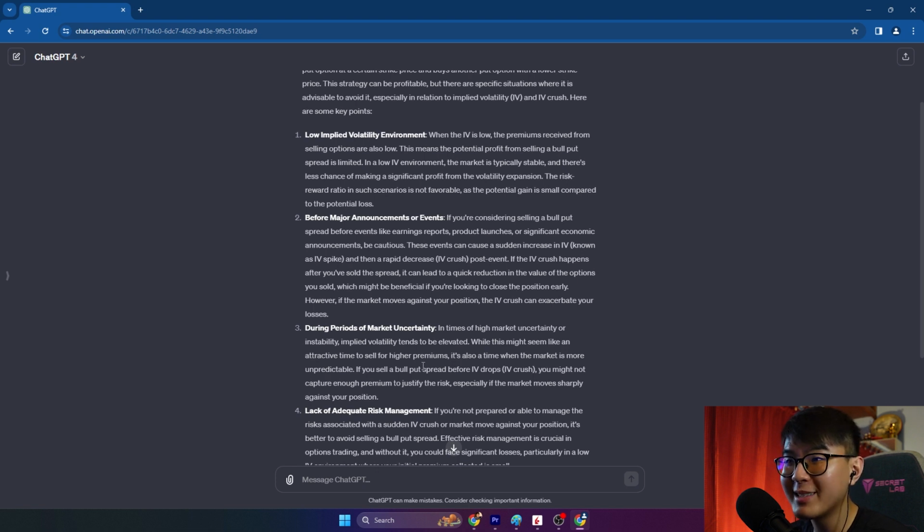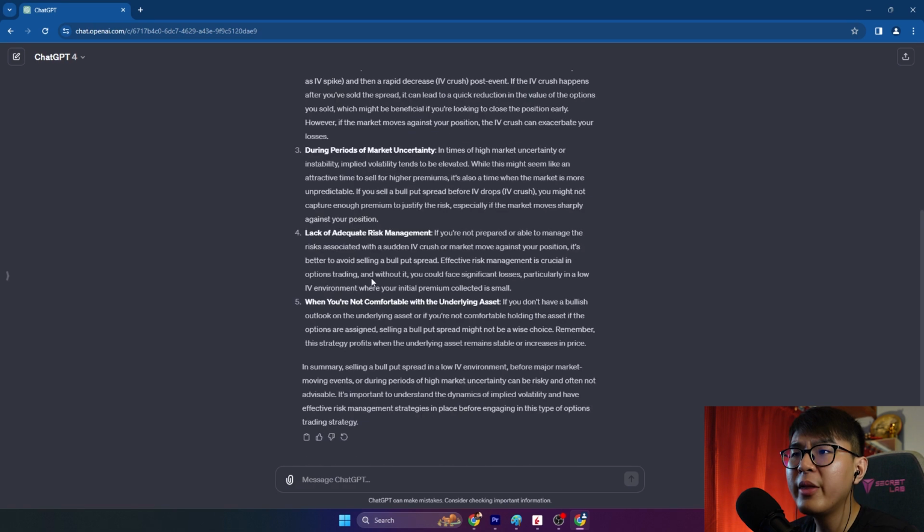But for complete beginners, I would recommend you not to trade. Or even if you want to trade, practice a lot on paper money before you know what you're doing, and make sure your position size is extremely small relative to your overall portfolio size. There are other reasons too: lack of adequate risk management, and not being comfortable with the underlying asset. I think these are small things.